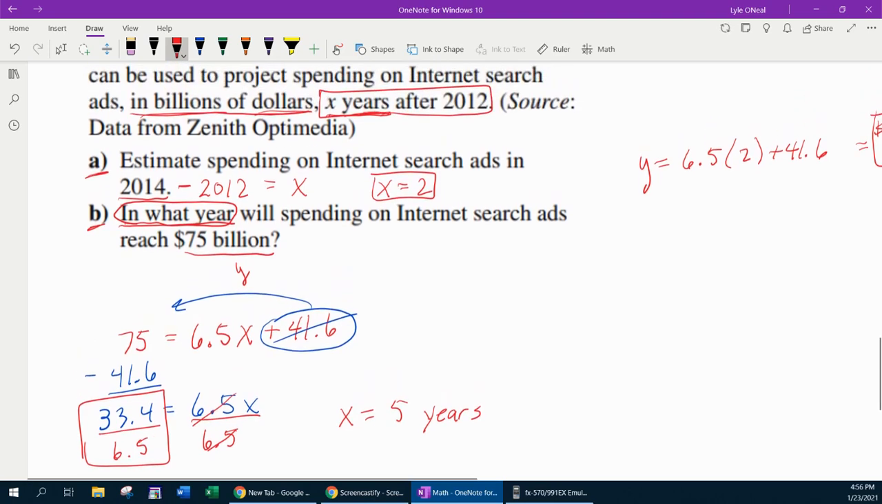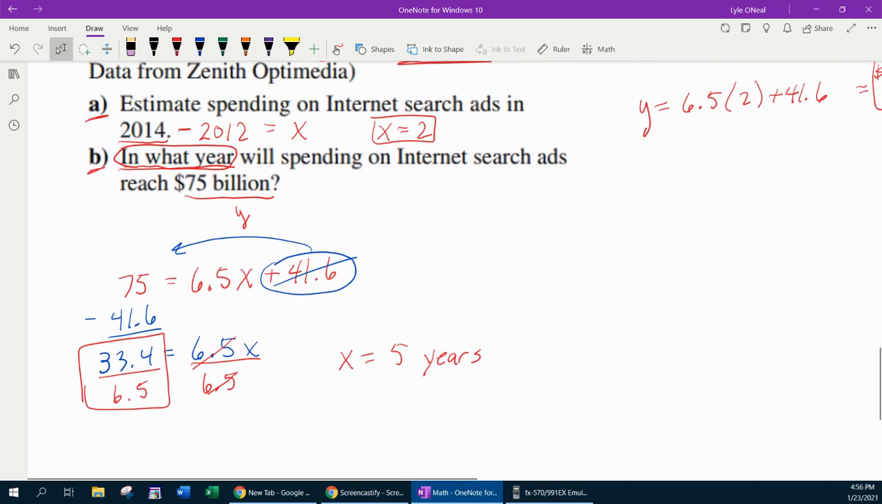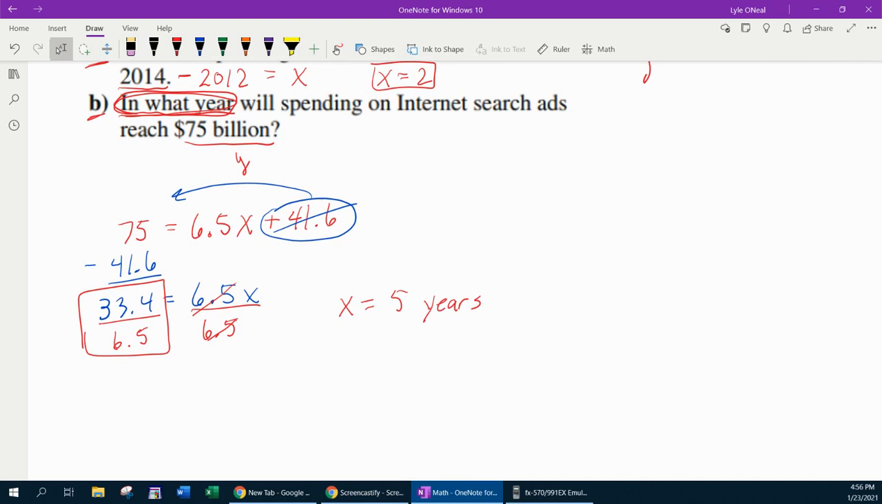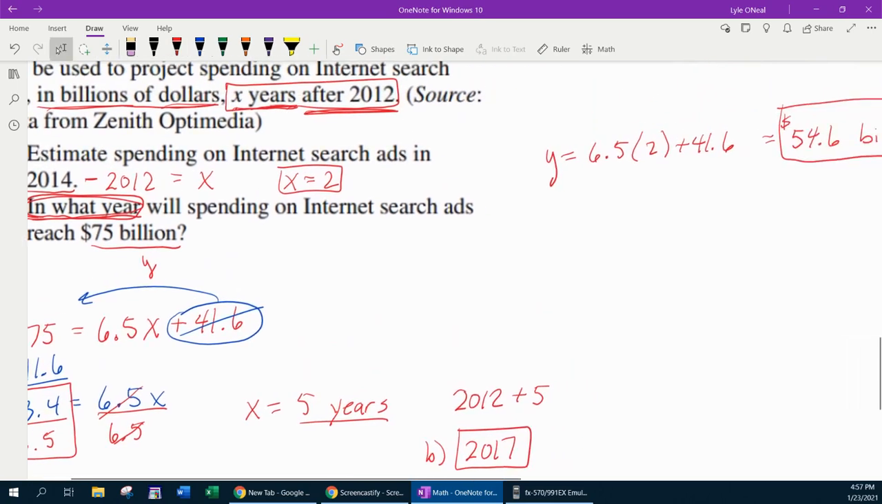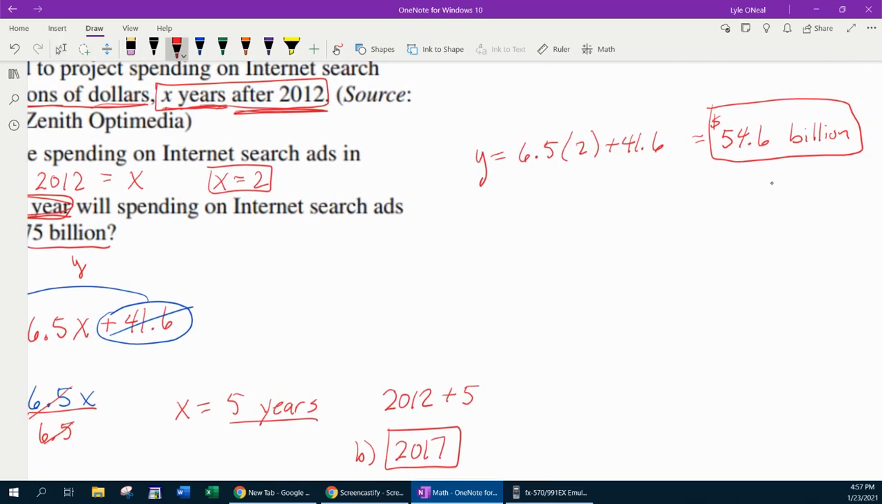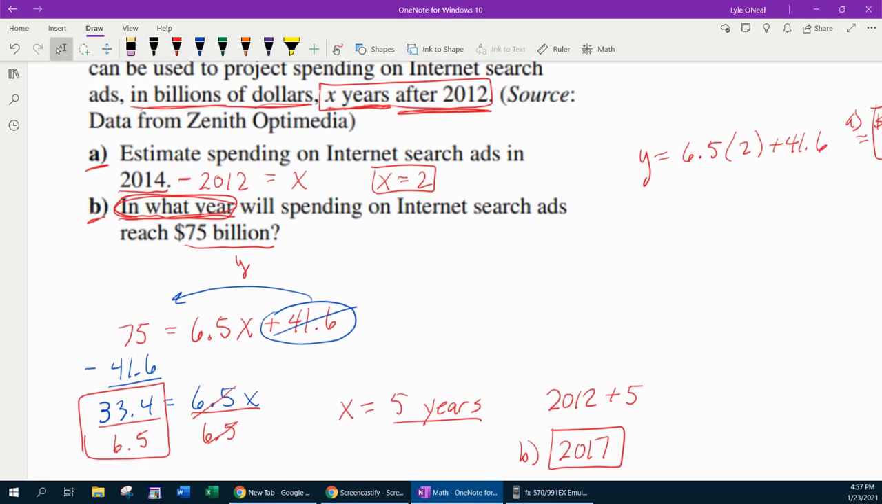Now, don't forget that this is the number of years after 2012. And since it says in what year, we're actually going to need to find the year. So that would be 2012 plus 5, because it's 5 years later. And that's going to be 2017. That'll be the answer for part B. And we got the answer for part A over here, 54.6 billion. And that answers all the parts of that problem.